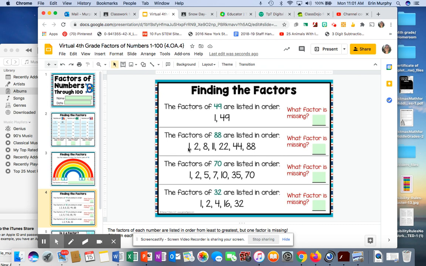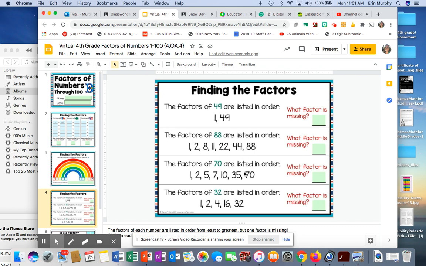Here, you're going to have to look and see, well, 1 times 88 equals 88. 2 times 44 equals 88. We're missing something times 22 to get to 88. This one's a little harder of a slide, but I wanted to try and see if you could figure it out. Same thing with these down here.